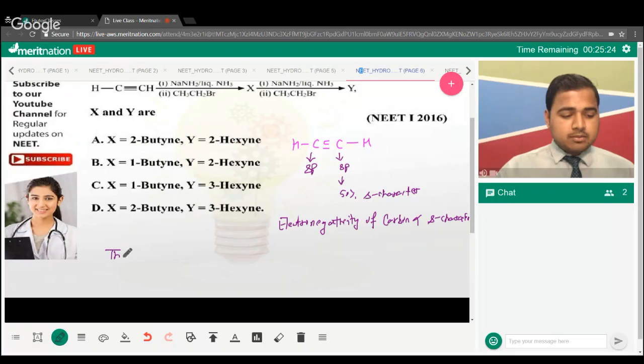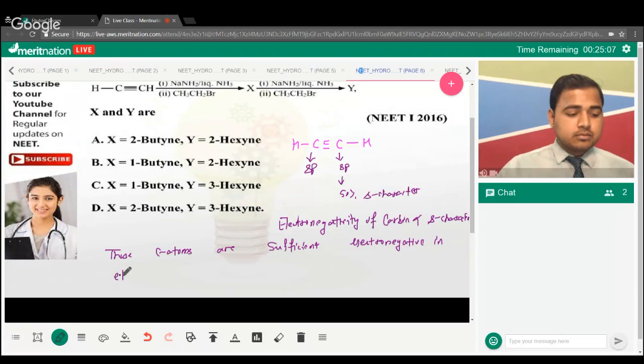So these carbon atoms are sufficiently electronegative in ethyne to lose a proton and behave like an acid.